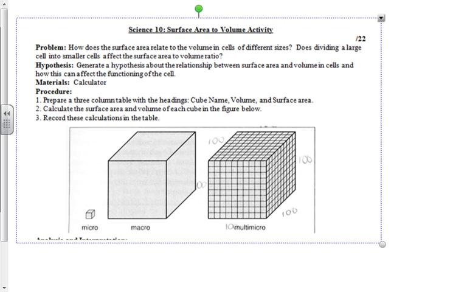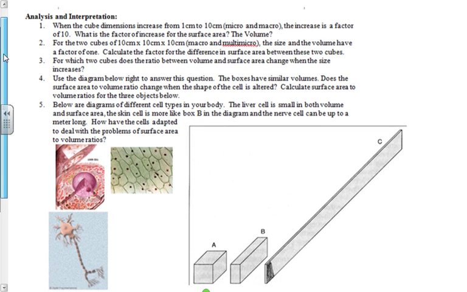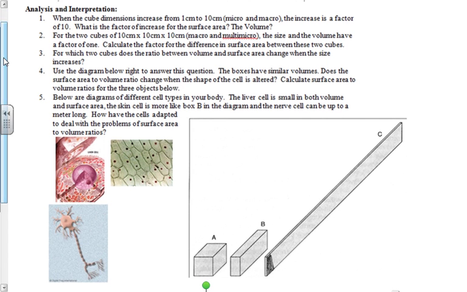Once you've got that done, then you've got the analysis here, and there's a few questions to answer. The first one is basically just asking what happens to the dimensions of the cube when it gets bigger. The second one is talking about the two big cubes. They're the same size, but one has a bigger surface area. Calculate how many times bigger the surface area is of multi-micro than it is of macro. That's kind of the big thing, the advantage of being multicellular over being one big giant cell.